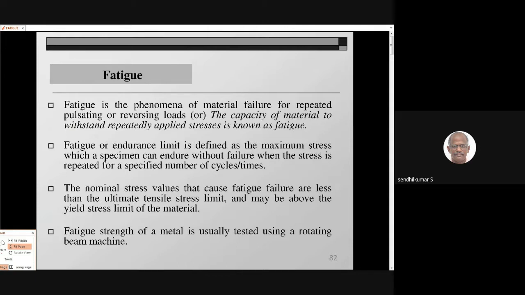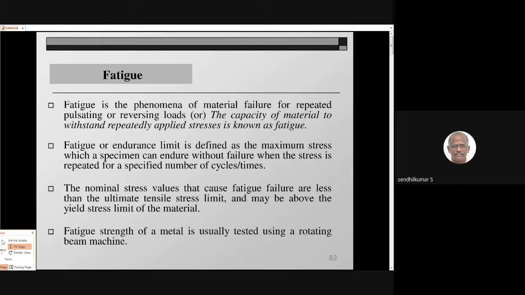The fatigue limit is defined as the maximum stress which a specimen can endure without any failure when the stress is repeated for a specified number of cycles, or N. So the nominal stress values that cause fatigue failure are very much less than the ultimate tensile stress limit, and they will be above the yield stress limit of the material.